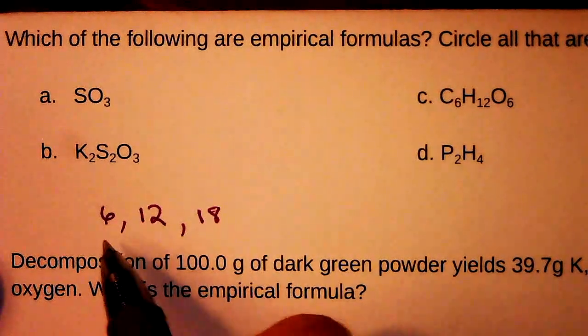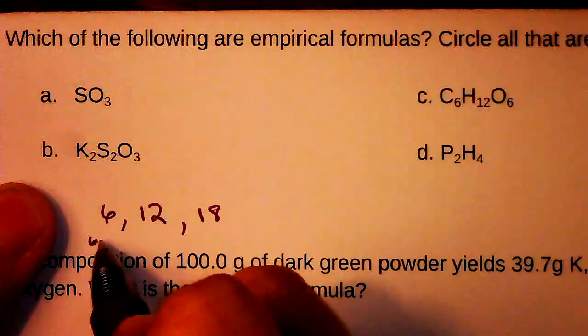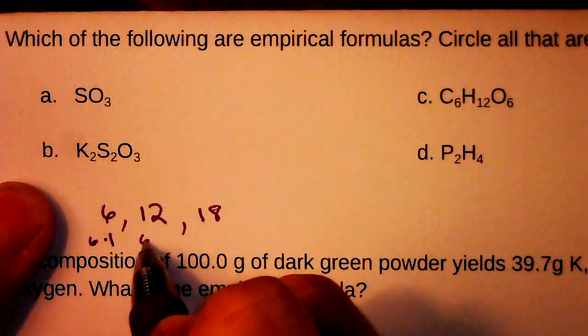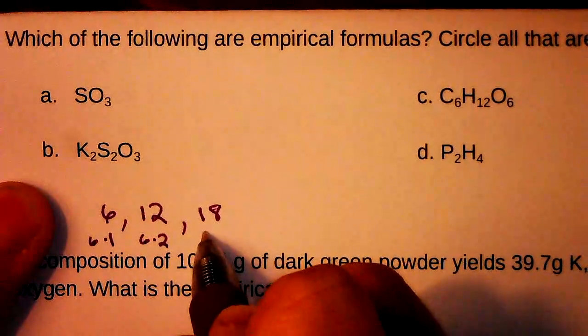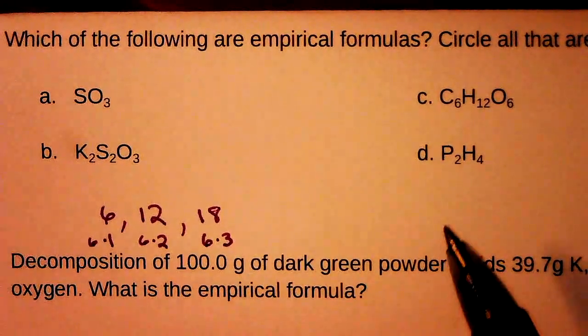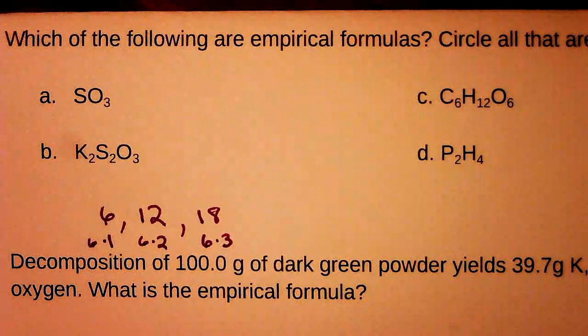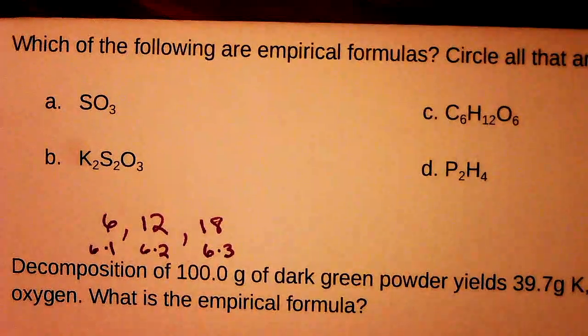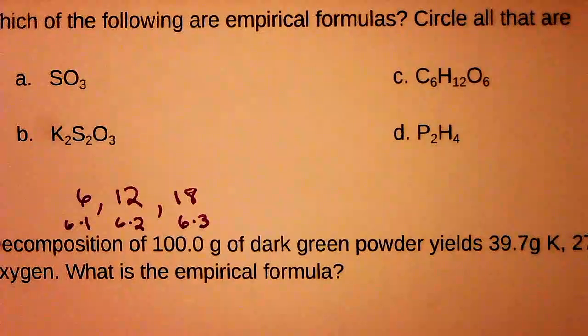So you would say, all right, 6 is 6 times 1, and 12 is 6 times 2, and 18 is 6 times 3. So if I were to divide each of these by their common denominator, we'd be left with 1, 2, and 3. So what we're going to do is look at all of the subscripts on each of these and determine, are they as simple as they can be? That's what the empirical formula is.